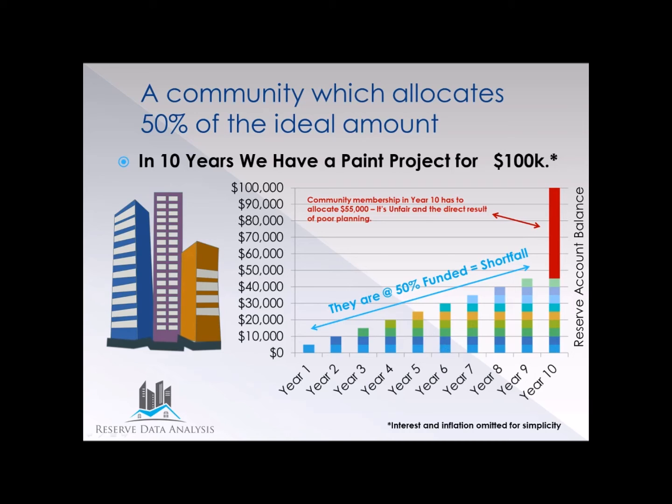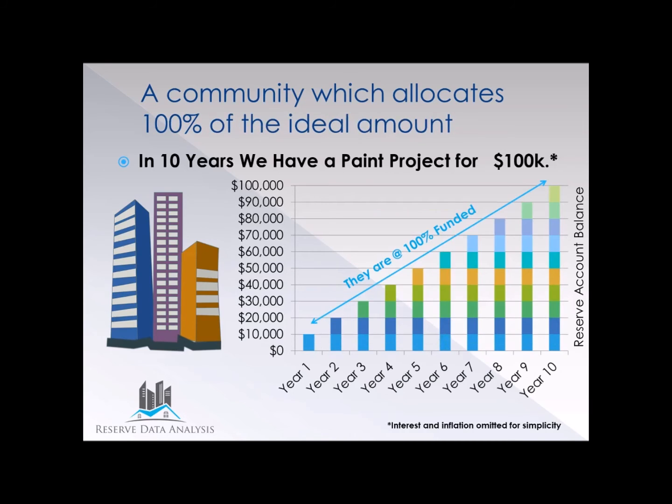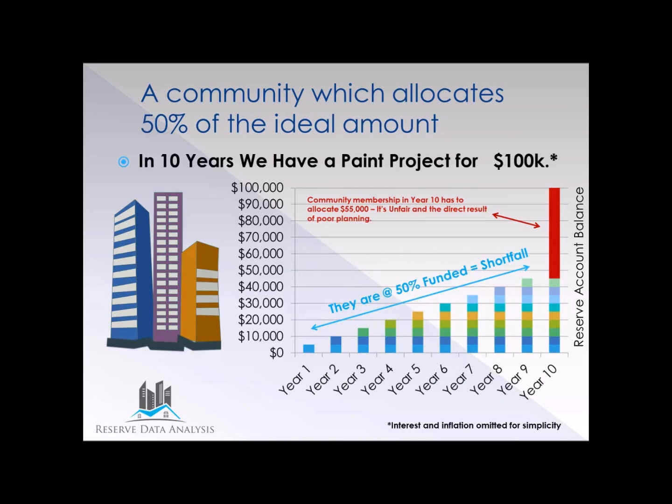Again, as we go back to the prior community, which is 100% funded the entire time, everybody pays their fair share. As you can see with the different colors for the allocation of the reserve account, everybody is paying $10,000 in each particular year.